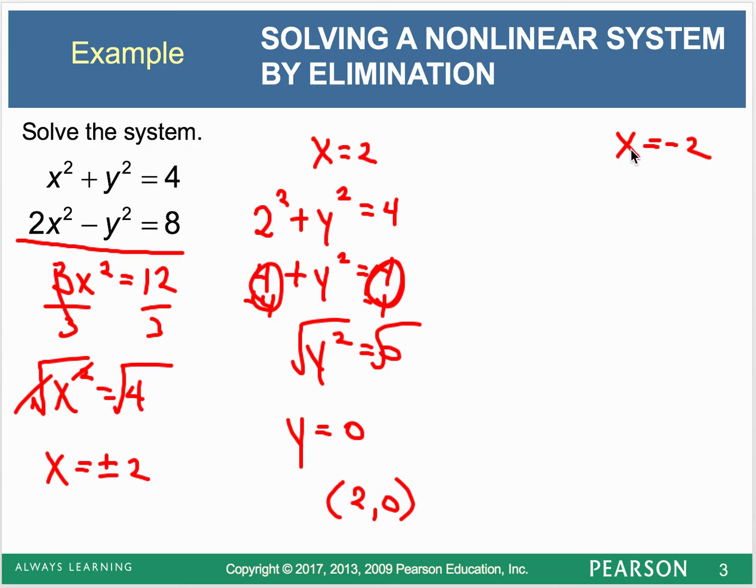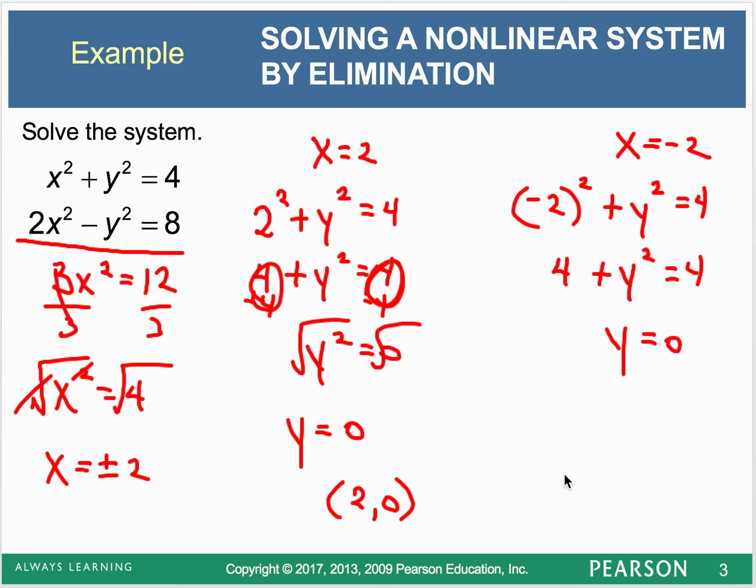If x is negative 2, let's plug this in: negative 2 squared plus y squared equals 4. And look, we wind up at the same place with this one. That doesn't always happen, right? But with this one, we wind up at the same place. So I know I'm going to have another y equals 0. So my solution set is these 2 points.